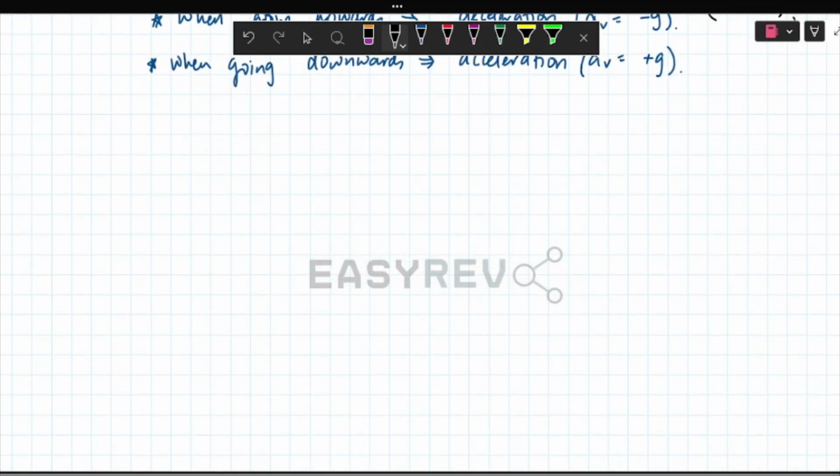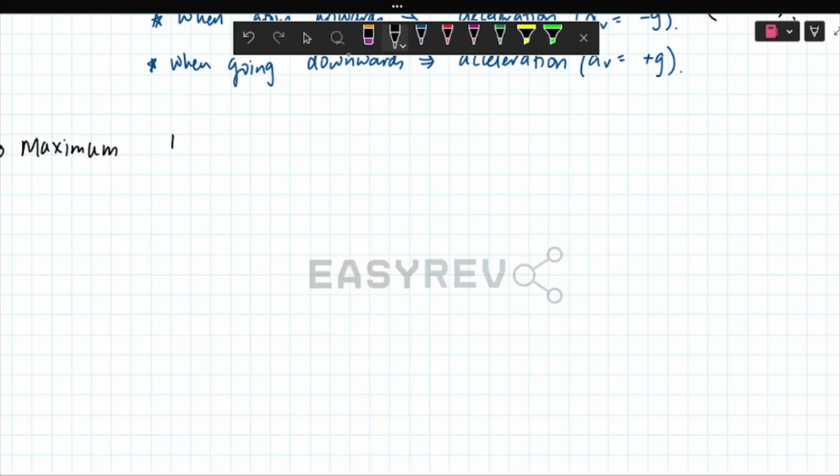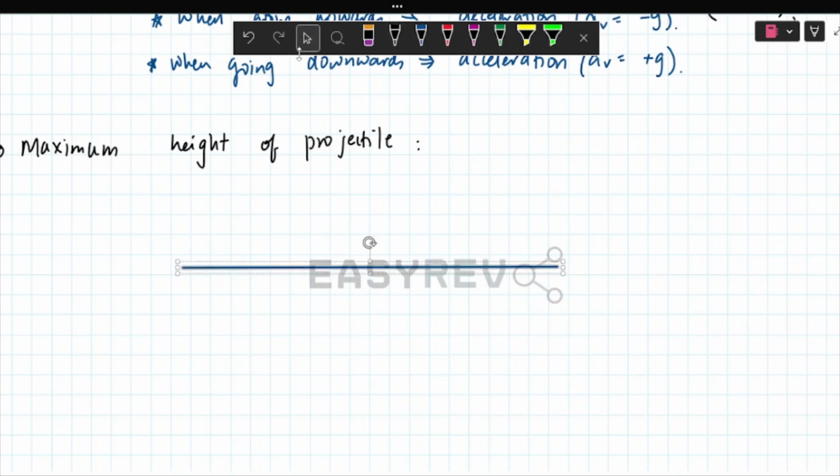The first one is maximum height of the projectile. This is a vertical displacement, to be specific, and it's the highest point of the projectile, which is usually its peak. That can be drawn diagrammatically like so. Suppose you have your projectile v tilted at an angle theta, and let's say you have a parabolic path like so. The maximum height would be somewhere like right here, represented with capital H.